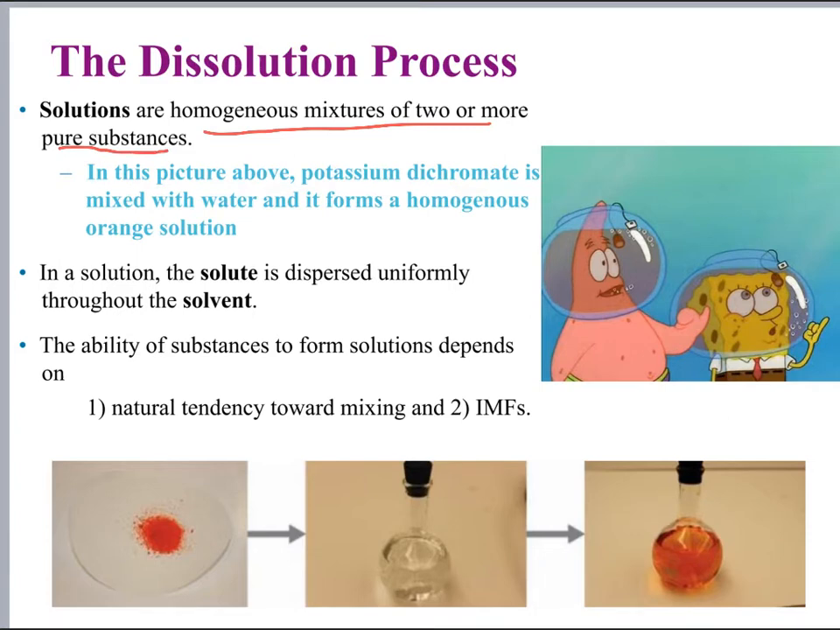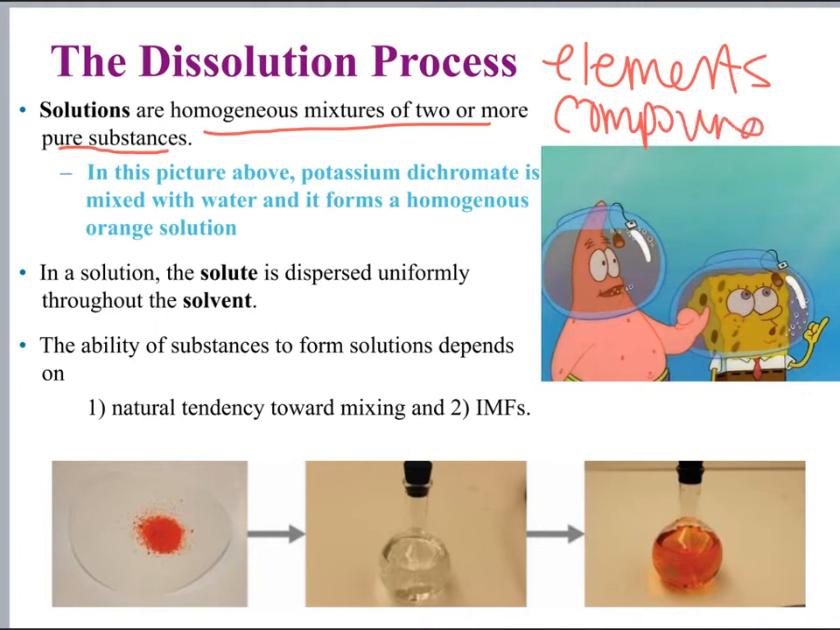Pure substances can be elements, and they can also be compounds. Mixtures, on the other hand, will be mixtures of either both of these or a combination of these, and so on. In the picture below, we see potassium dichromate being mixed with water, and it ends up forming a homogeneous orange solution.